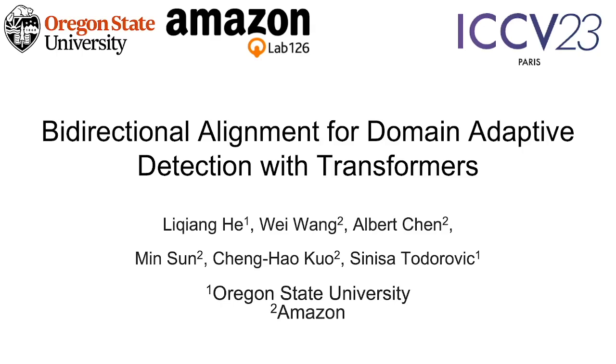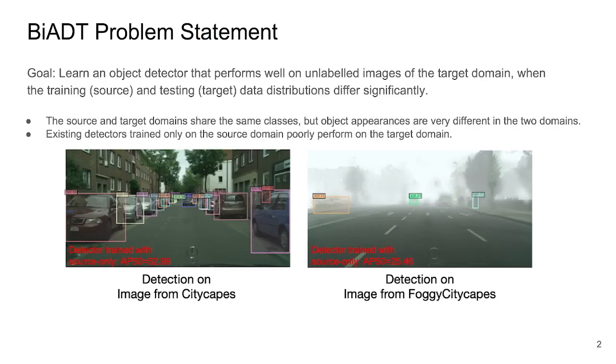Today I would like to talk about our work, bidirectional alignment for domain adaptive detection with transformers. The goal of cross-domain object detection is to learn an object detector that can perform well on the unlabeled target domain when the training and testing data distributions differ significantly. In this task, the source domain and the target domain datasets share the same classes, but the object appearances are very different in the two domains. Therefore, detectors trained only on the source domain perform poorly on the target domain.